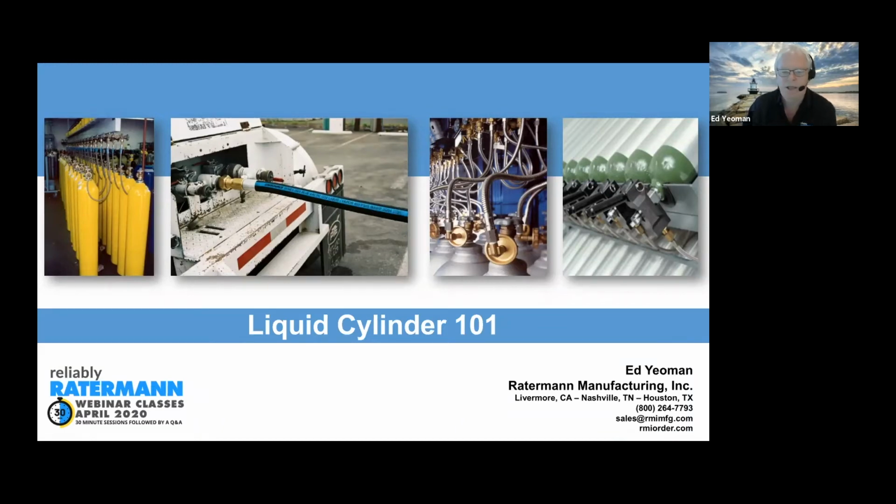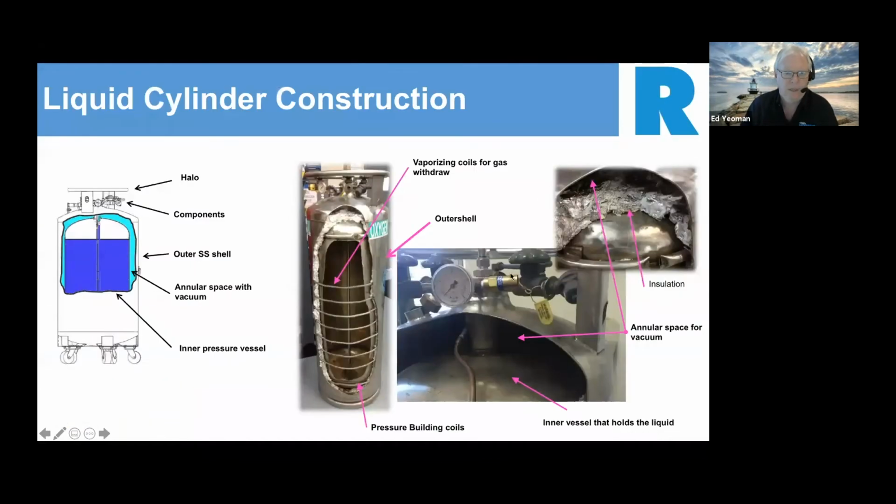Can we do the next slide, please, Marie? In this slide, it's just showing you the cross-sectional construction of a liquid cylinder. The figure on the left-hand side, you'll see that you have an inner vessel that holds the cryogenic liquids. That can be 350, 400 degrees below zero. You have the outer shell, it's just what you touch and see, and then in between is the annular space where the vacuum is that helps hold the insulating value of the cryogenic liquid to the ambient outside.